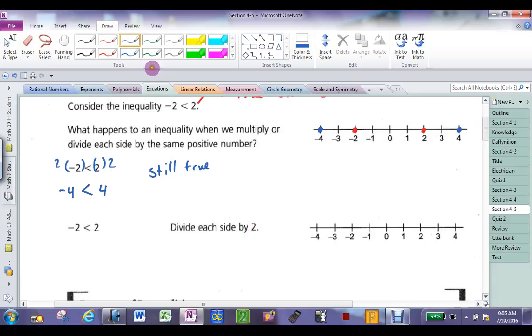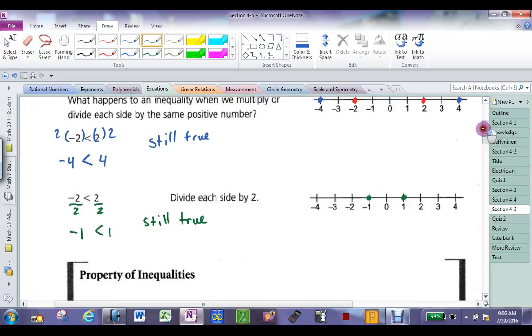Now, let's divide by 2. Again, it is +2, and I'm going to do that in green. Divide by 2, divide by 2. What is -2 divided by 2? -1. What is 2 divided by 2? 1. I'm going to put my green dots on here. Is the inequality still true? Yes. Still true.